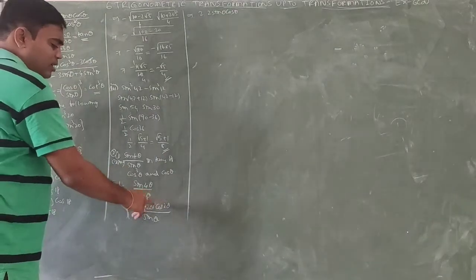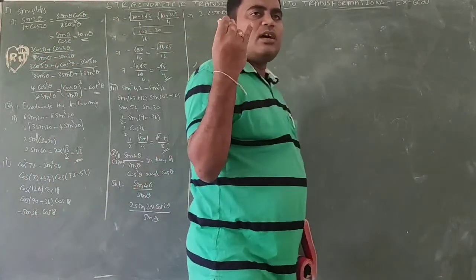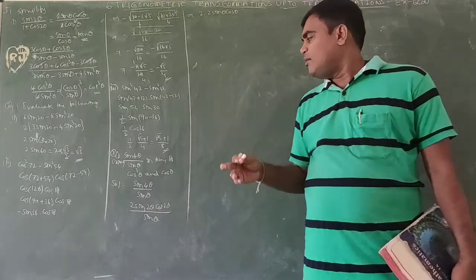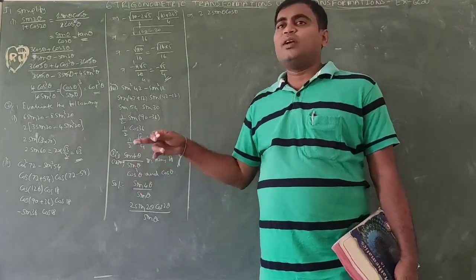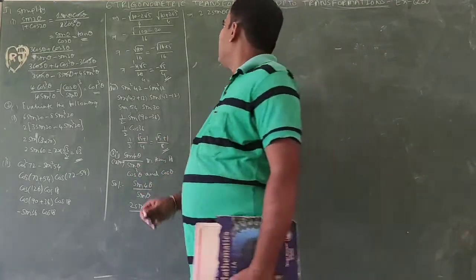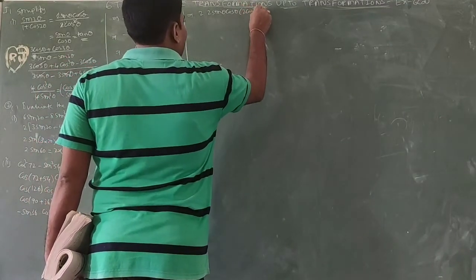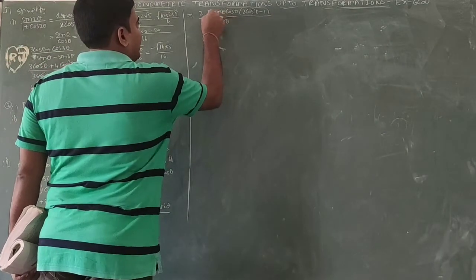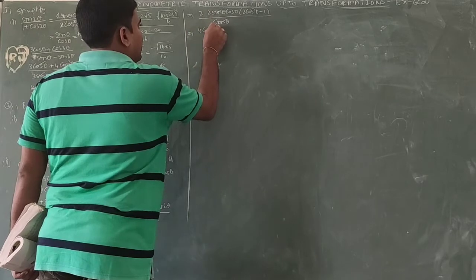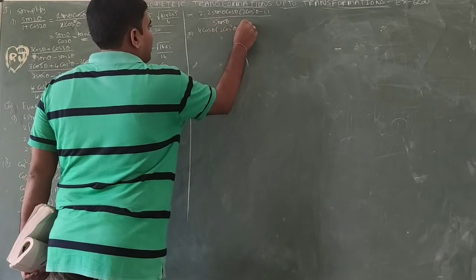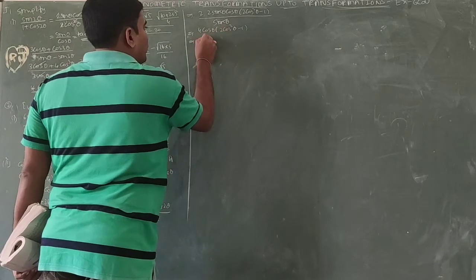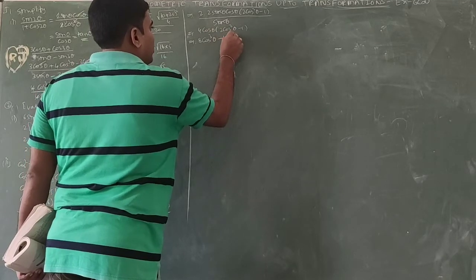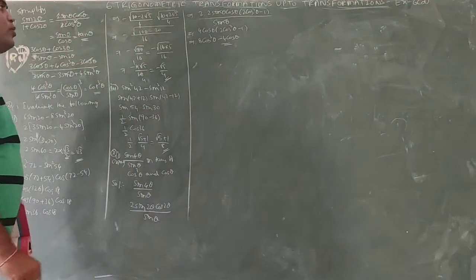We need cos 2 theta. Actually the cos 2 theta formula is cos square theta minus sin square theta, which is 2 cos square theta minus 1, or 1 minus 2 sin square theta. But we need everything in terms of cos, so I write the formula in terms of cos. So 2 cos square theta minus 1, by sin theta. Sin theta cancels. 2 into 2 is 4 cos theta of (2 cos square theta minus 1). Now multiplying, 4 into 2 is 8 cos theta into cos square theta, 8 cos cube theta minus 4 cos theta. So this is the required solution.